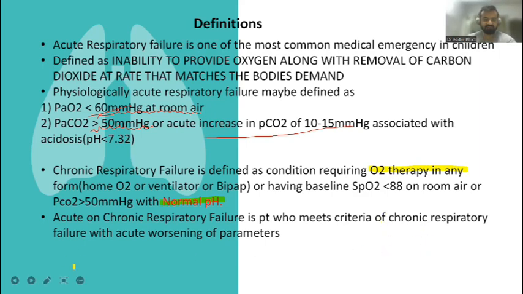And acute on chronic respiratory failure is when a patient with chronic respiratory failure has some abnormality, disease or acute exacerbation of the condition, which leads to respiratory failure in a chronic patient.